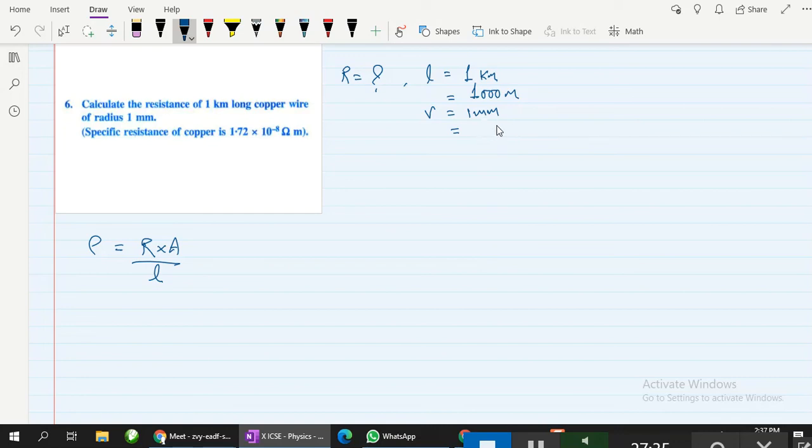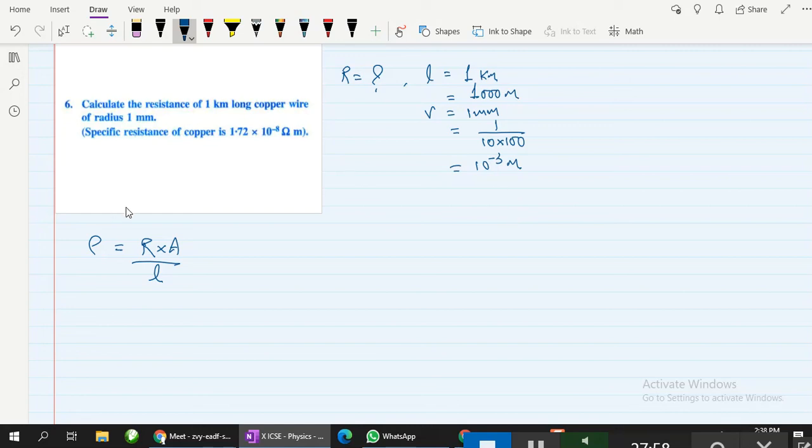Okay, so this radius also we have to convert into meters. Now first we convert it into centimeter. For converting millimeter to centimeter, you divide it by 10. And then you convert centimeter to meter by dividing it by 100. So this is 1 upon 1000 or 10 raised to minus 3 meters. But that is not all.